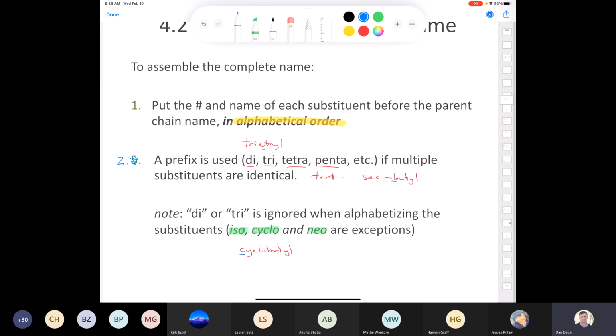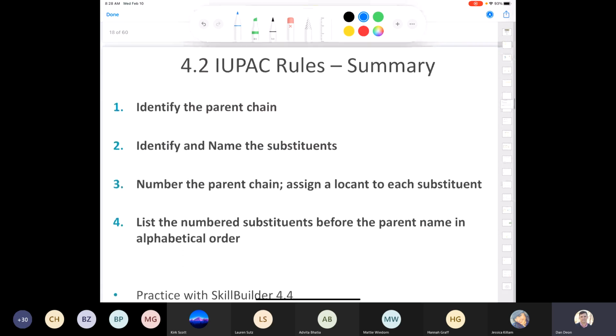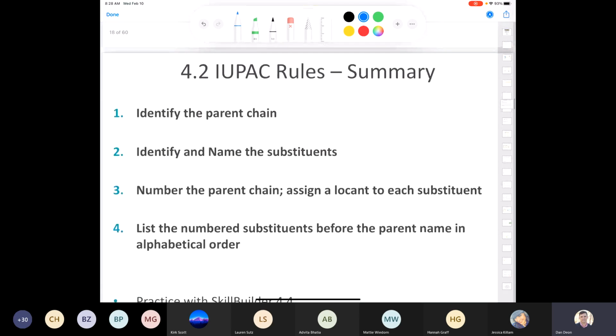So if we go over all the rules, here we go. You identify the longest carbon chain. You identify and name the substituents. Methyl, ethyl, propyl, isopropyl, butyl, tert-butyl, sec-butyl, isobutyl, pentyl, neopentyl, isopentyl. You give a locant to each substituent. So a locant, again, is just a number. Then you put them in alphabetical order before the parent, and that's it. That's how you name an alkane.